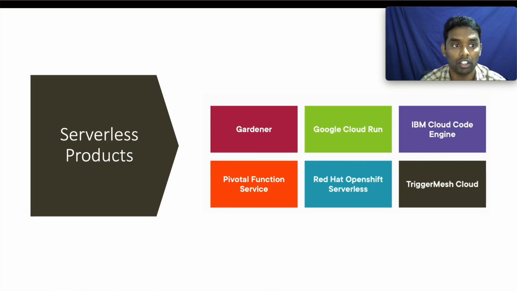As I mentioned earlier, there are some great products out there that already take advantage of Knative. In fact, you can already get a flavor of Knative as a service which is offered by multiple cloud providers. There are different offerings such as Google Cloud Run by Google, IBM Cloud Code Engine, Pivotal Function Service, Red Hat OpenShift Serverless, and TriggerMesh Cloud. All these great products are using Knative under the hood to power your applications.